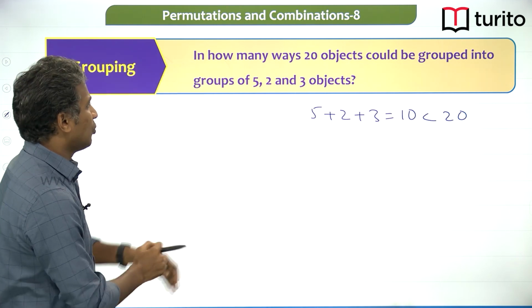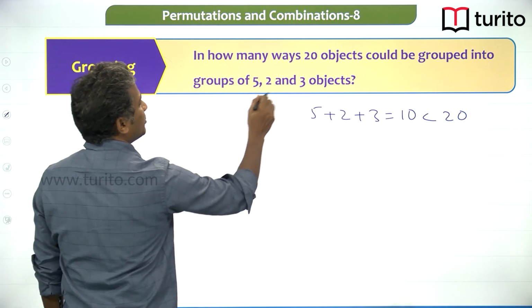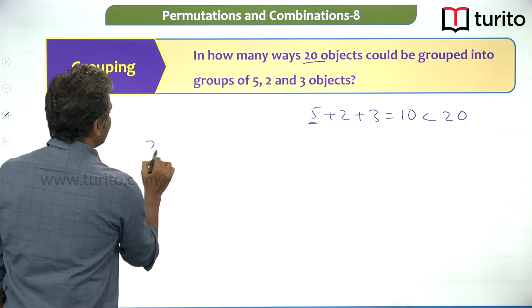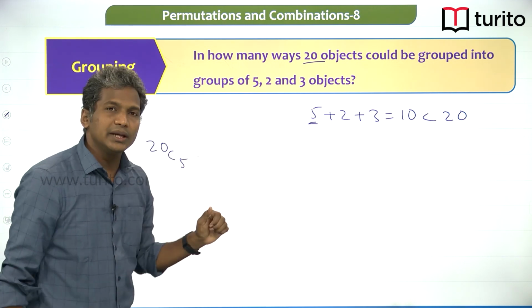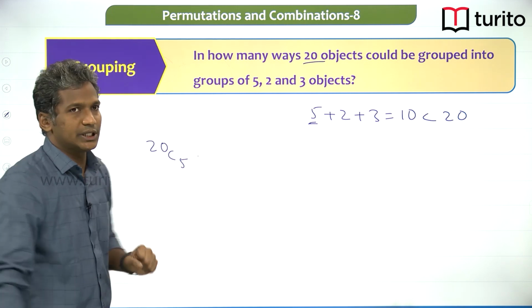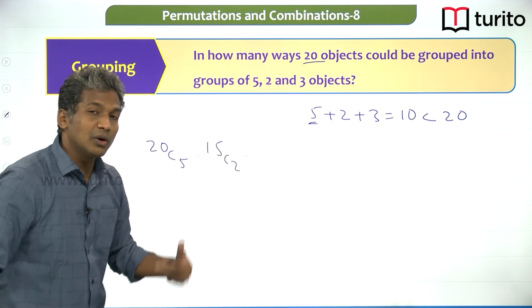Okay. So what do we do? First we form any one group. From the 20 available objects, let us say we form the first group of 5. That can be done in 20C5 ways. And now how many are remaining? 15 are remaining. From these 15, select any 2 objects. That you can do in 15C2 ways. Now how many are remaining?